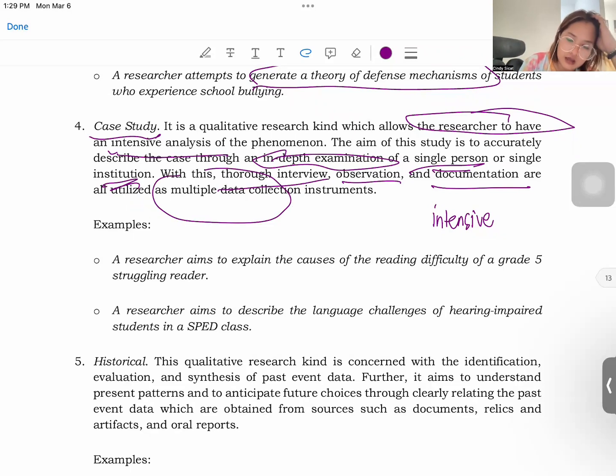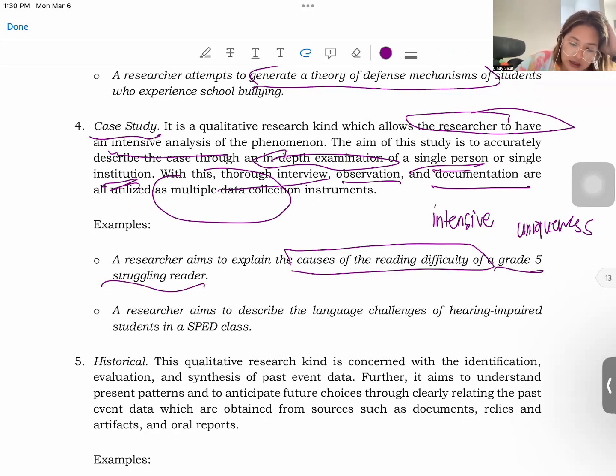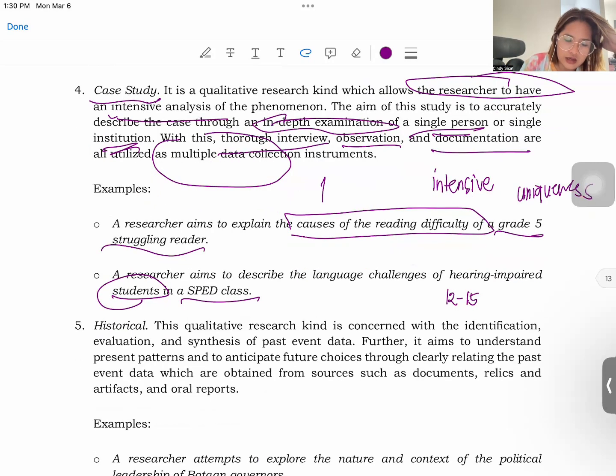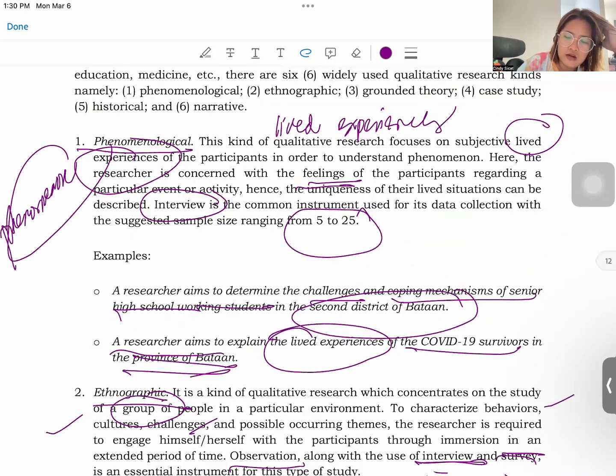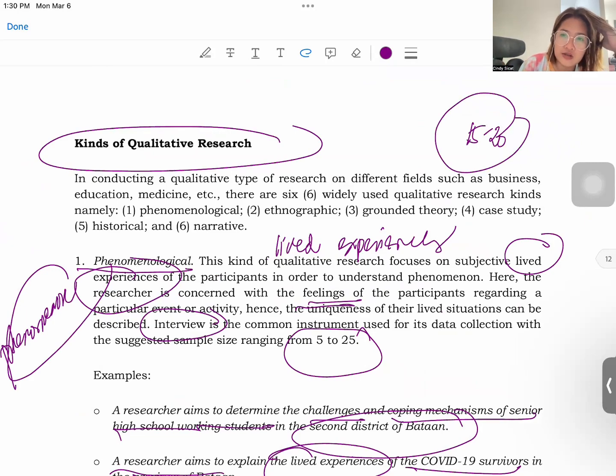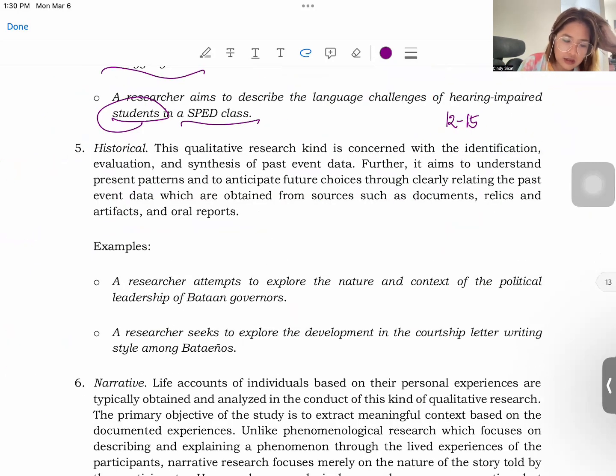Okay? So, example ng case study, dapat may uniqueness dun sa case. Okay? So, the researcher aims to explain the causes of reading difficulty of a grade 5 struggling reader. Kaya nga pwede kahit isa lang. Okay? So, the researcher aims to describe the language challenges of hearing impaired students in a SPED class. So, usually, ang ideal, based on what I remember from a particular related literature is 12 to 15, okay, for this case study. Okay, actually, itong mga to, kadalasan, 15 to 20, until you reach the saturation point, okay? So, next, okay na tayo sa case study.